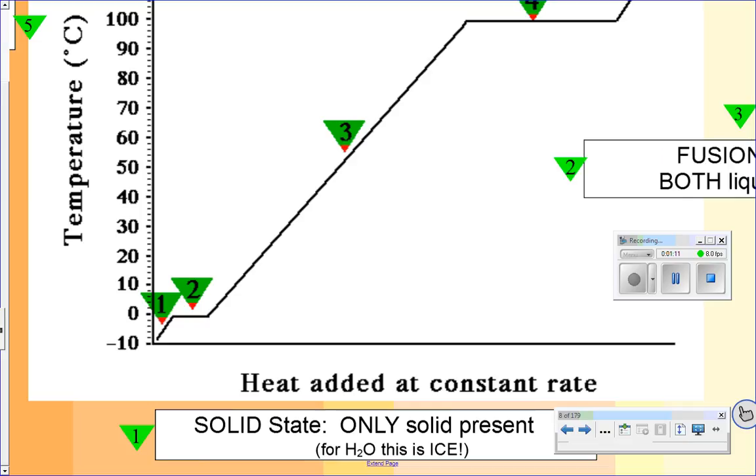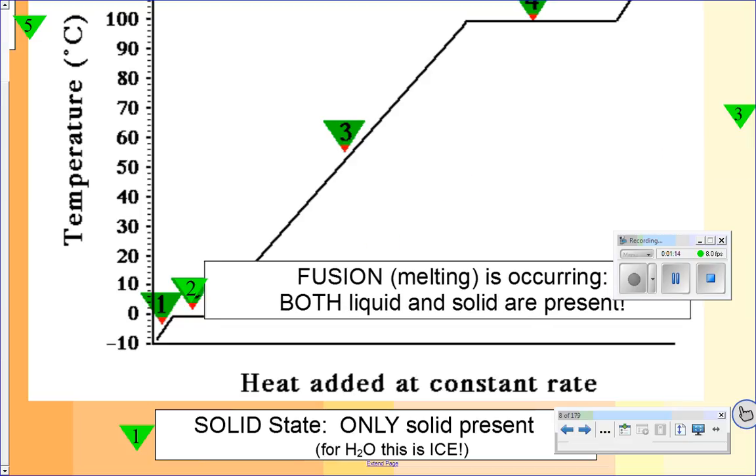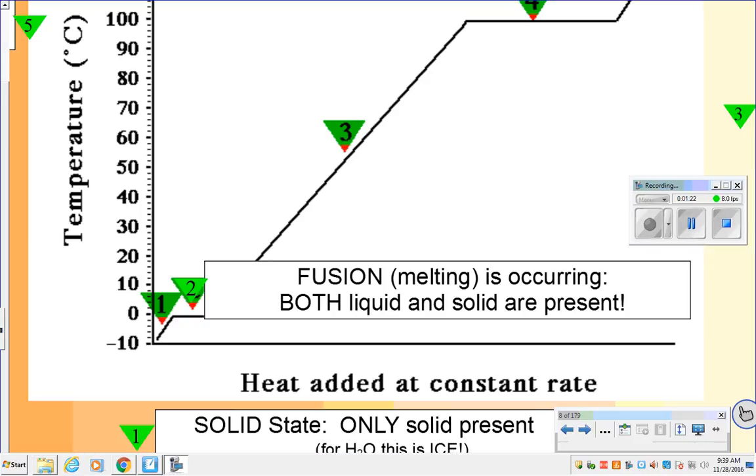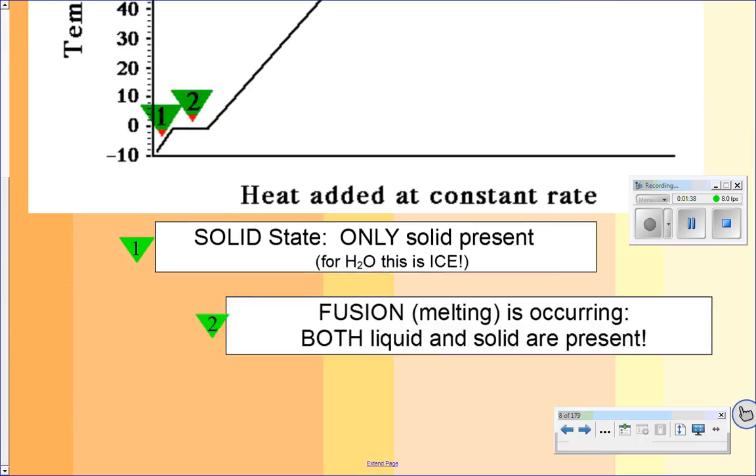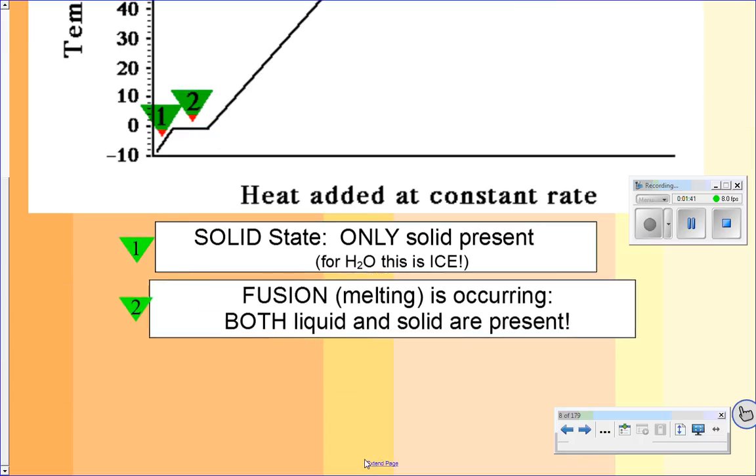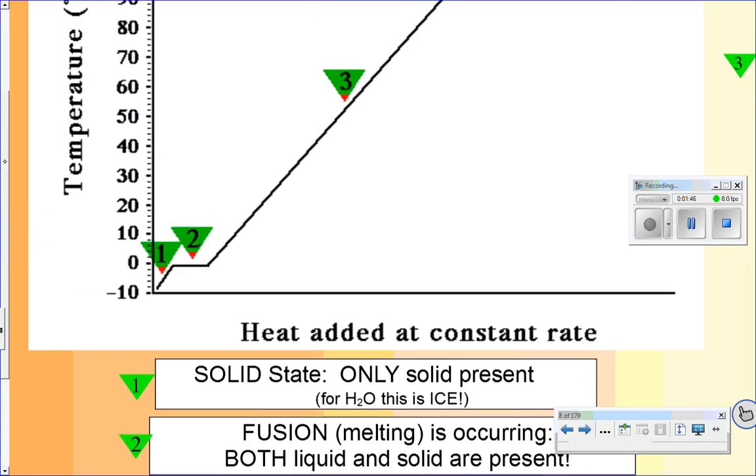Region number 2 is one of these flat regions that we see. So at 0 degrees Celsius, if you're continually adding heat, what's actually going to happen is melting. Our science word for this is fusion. So what's actually occurring here is our solid water is turning into liquid water, and there are both solid and liquid present in this state. We see this a lot around here in the winter when we have those days that are right at the freezing point, and you get that slushiness. So there's some frozen, some liquid, all mixed together.